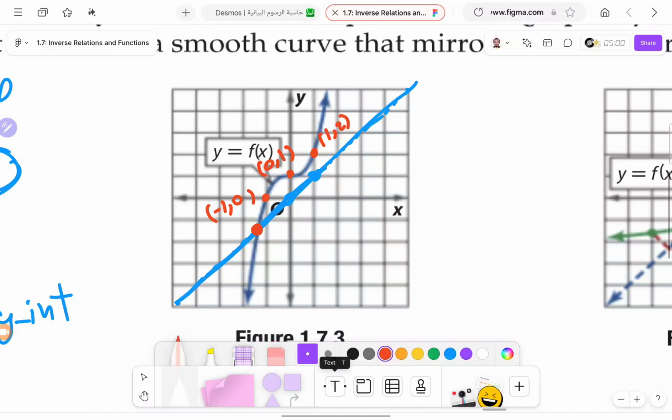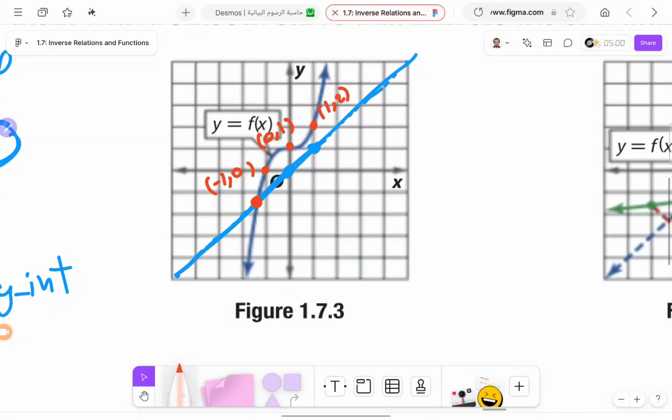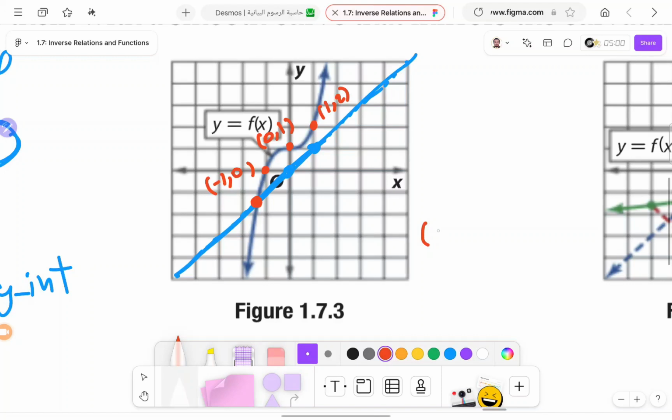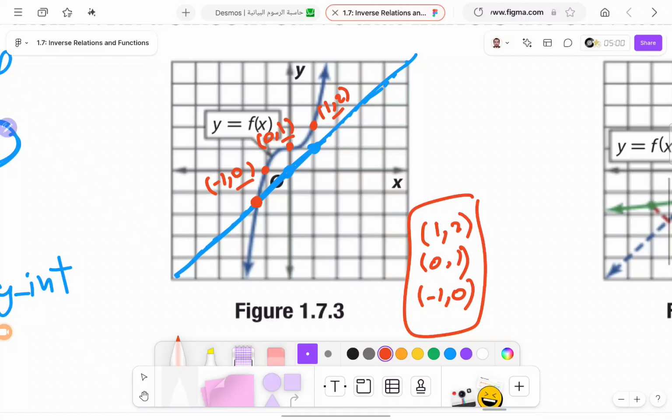We have the coordinates (1, 2), (0, 1), and (-1, 0), the 3 coordinates that I picked. I wrote them here again. Do you remember what the inverse should be? The inverse should be the opposite: (2, 1), (1, 0), and (0, -1). Now graph these 3 points in the function.